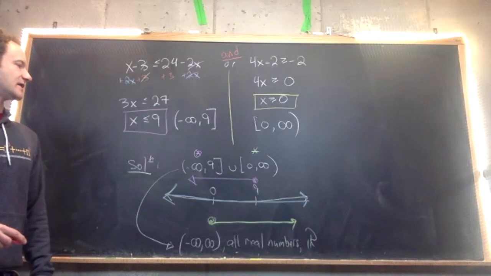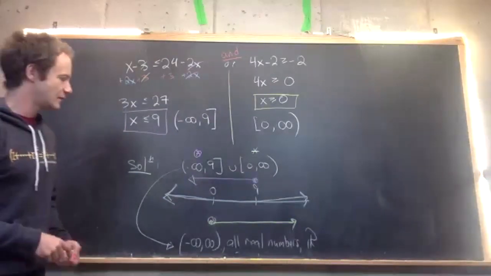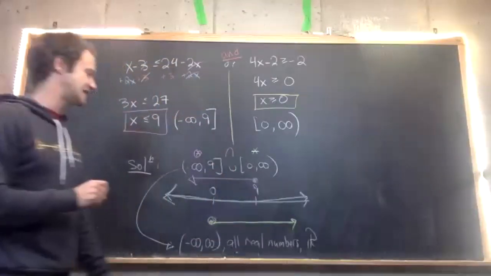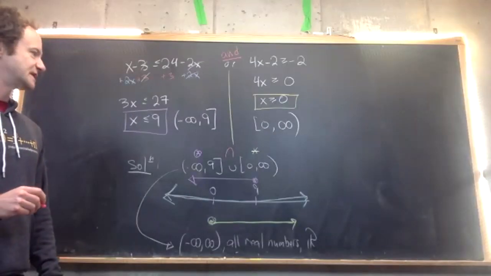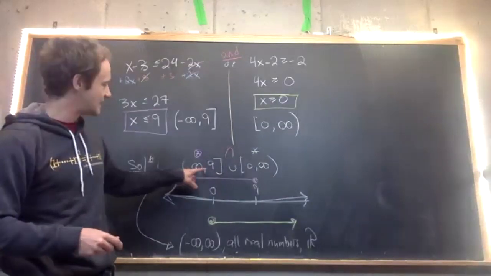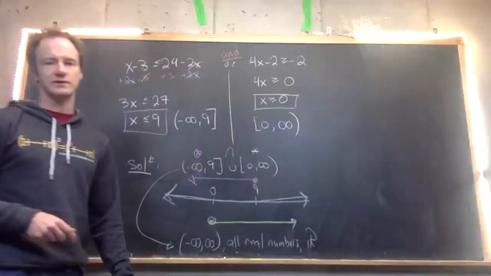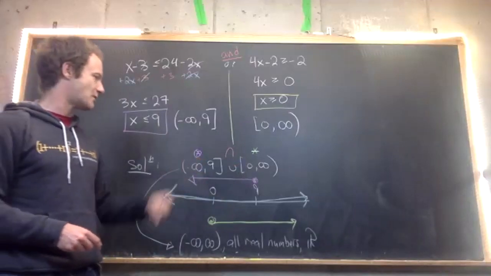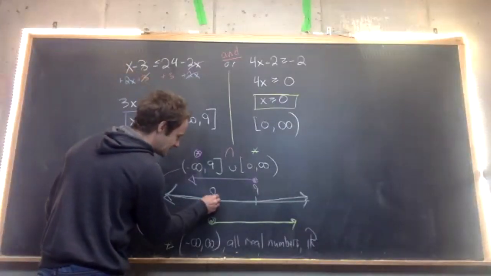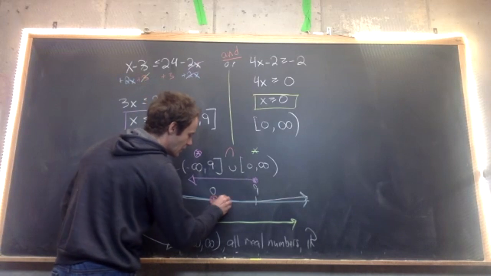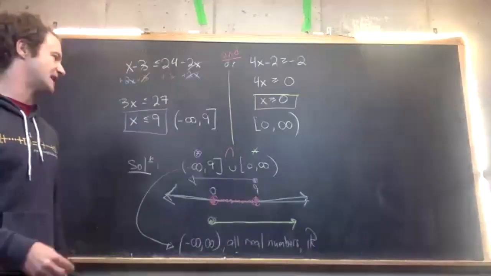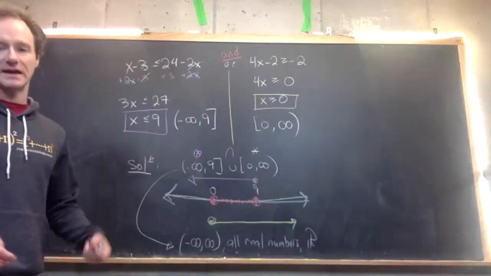So if we had an and there instead of an or, then everything would have been the same, except down here we would have had an intersection instead of a union, which means we would have looked for all of the numbers that are in the set minus infinity to 9 and 0 to infinity. So these numbers have to be smaller than 9 and bigger than 0. But that means they have to be between 0 and 9. So those are the only numbers that are in both of those sets at the same time.